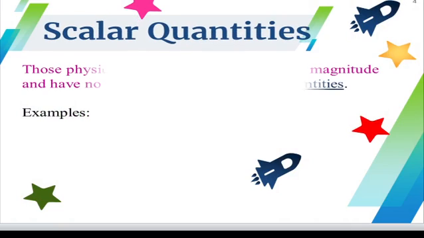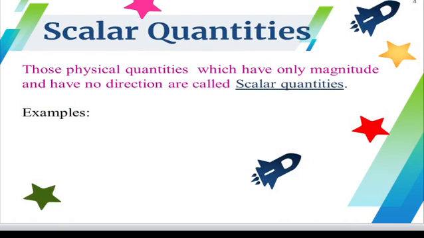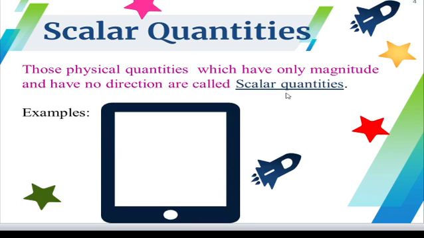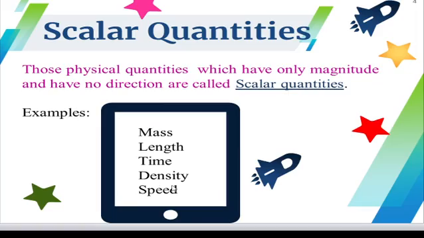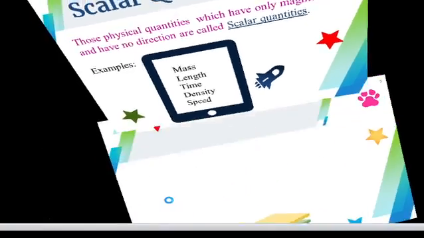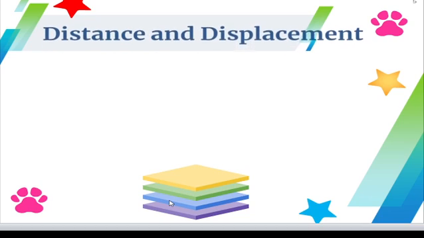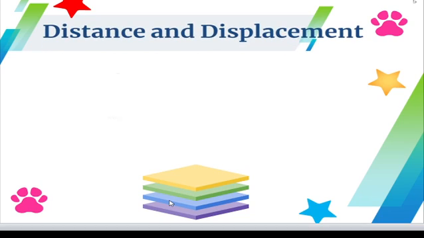First we are going to discuss scalar quantities. Those physical quantities which have only magnitude but no direction are called scalar quantities. Examples: mass, length, time, density and speed. Next we are going to discuss distance and displacement.